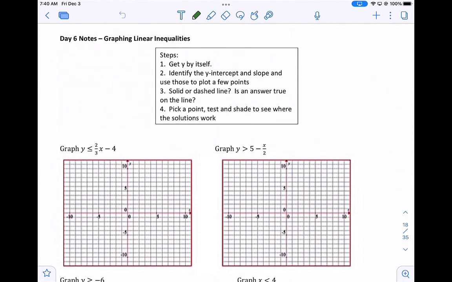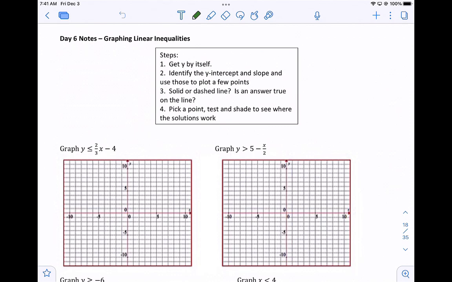In day 6, we'll practice graphing linear inequalities. So just to review from yesterday, to graph an inequality which has more than one answer, the first step is get y by itself so you can figure out what is the slope and the y-intercept. So we'll use those to plot or graph a few points, and then we'll connect them.